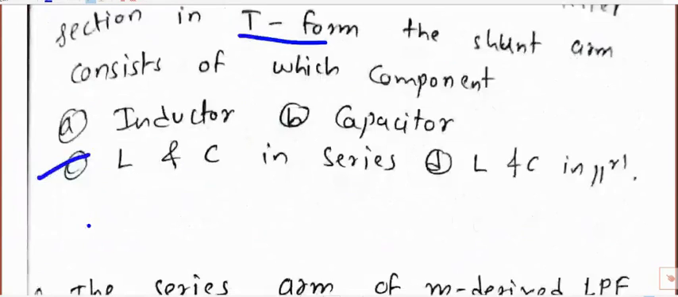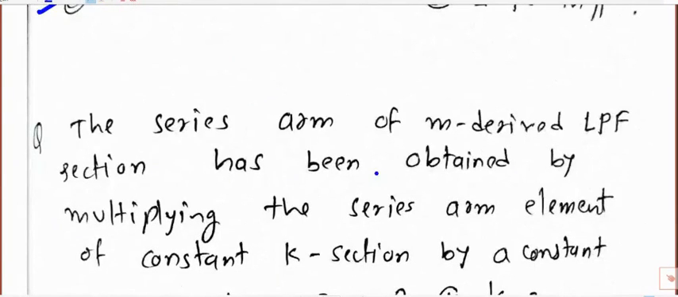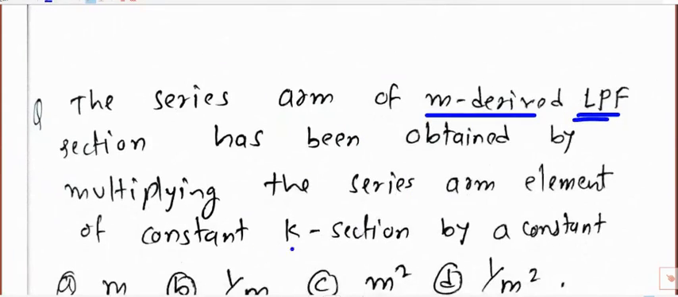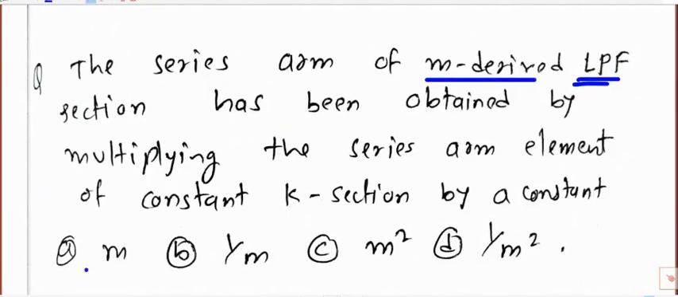Okay, next question. The series arm of the M derived low pass filter section has been obtained by multiplying the series arm element of the constant K section by a constant. In low pass constant K we just have L by 2 in the series arm. But here in M derived we have ML by 2. So we are multiplying by the factor M. So the answer is multiplying by a constant M.